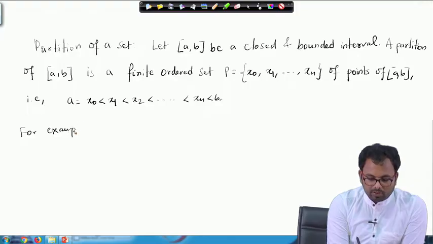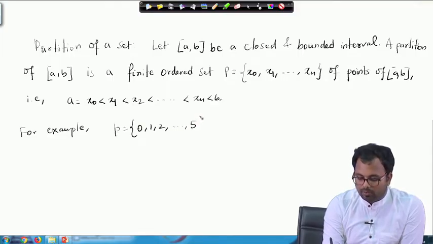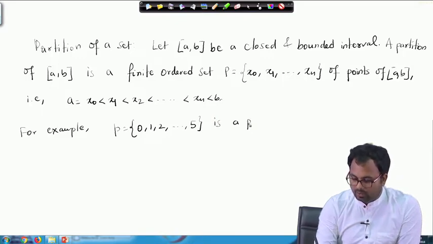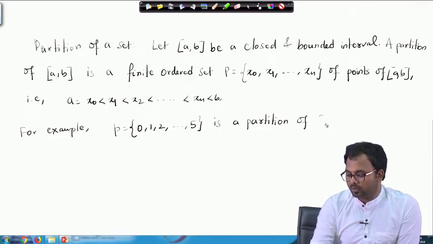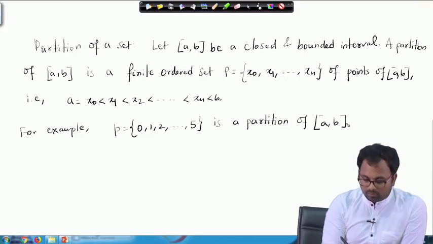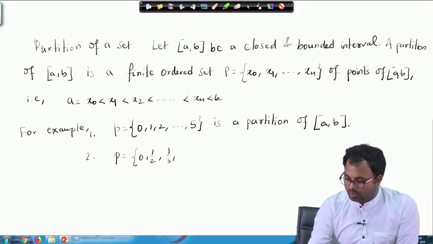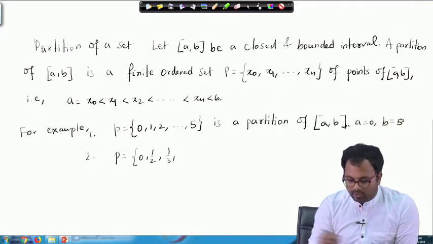For example, we can consider P equals 0, 1, 2 up to 5, which is a partition of [a, b]. This is the first example. Here a is 0 and b is 5.